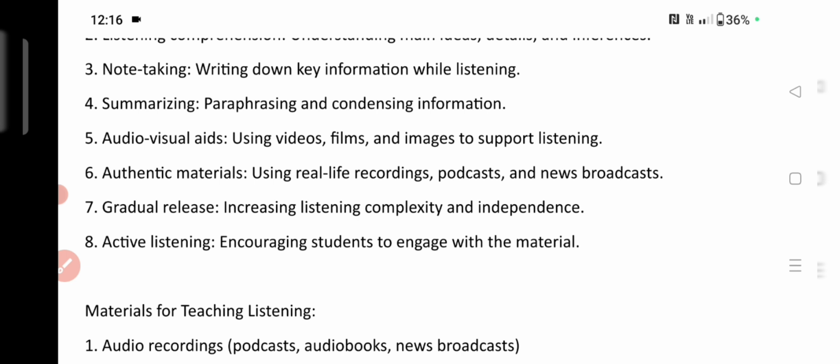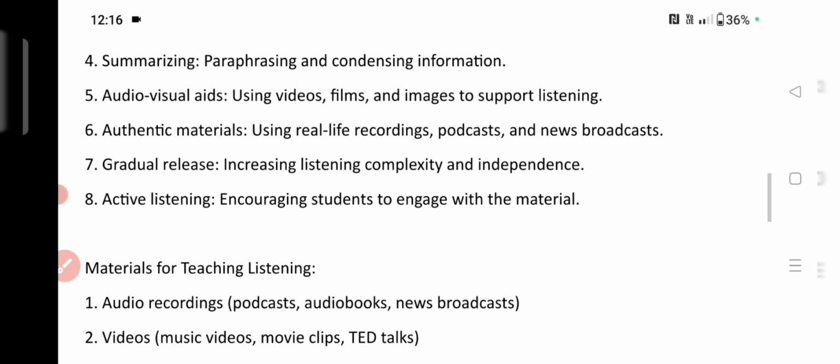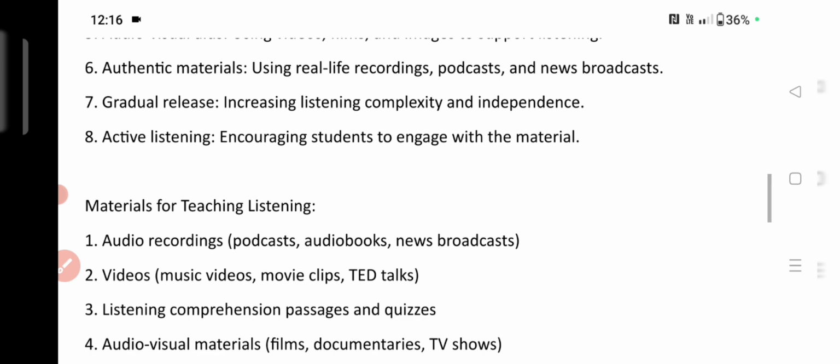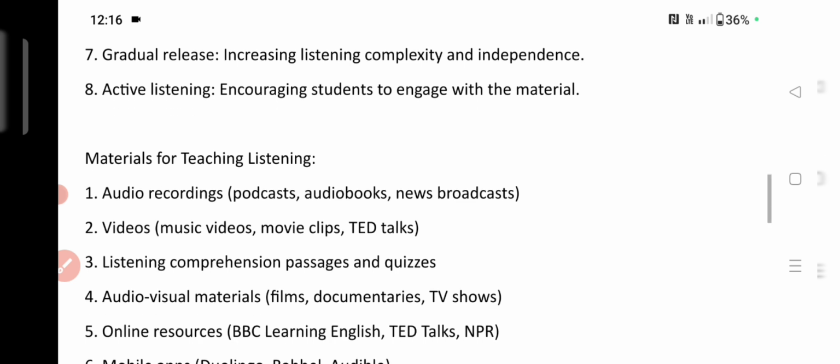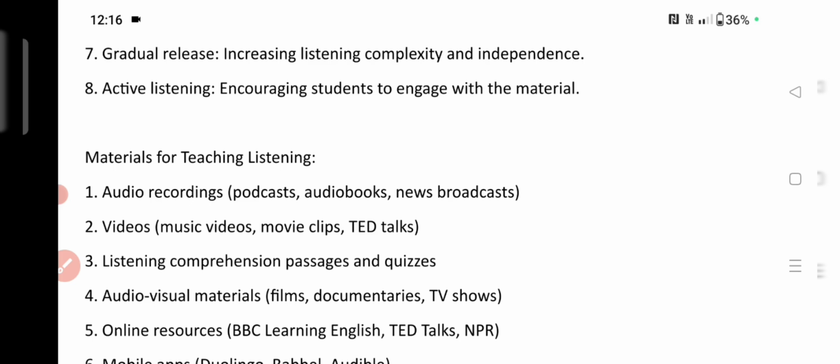Audiovisual aids like authentic materials, using real-life recordings, podcasts, news broadcasts, and supporting listening with images, films and so on. Gradual release means increasing listening complexity and independence. Active listening: encouraging students to engage with the material.